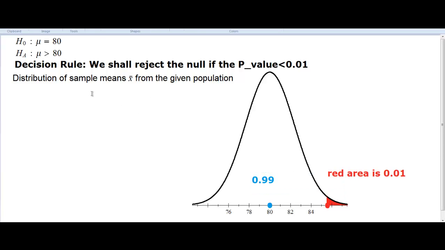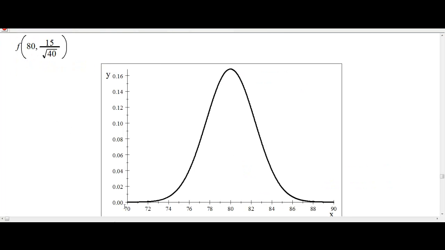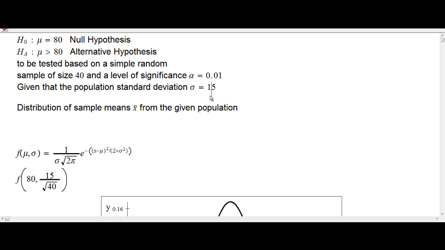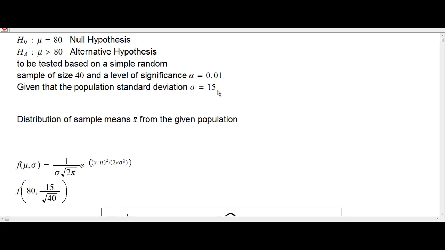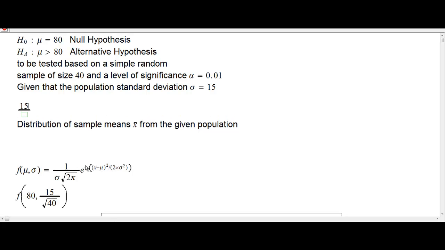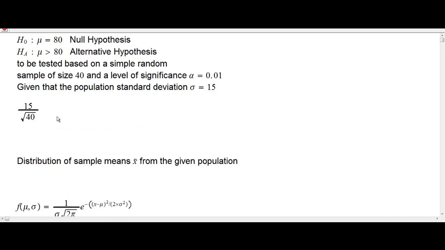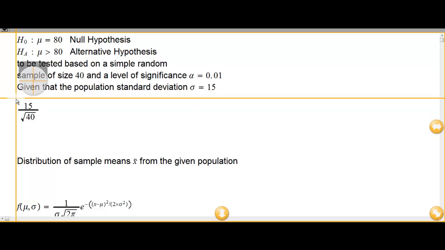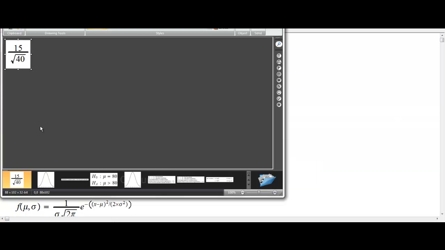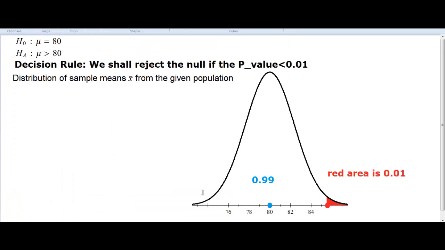And the standard deviation is how much? Remember that the population standard deviation is 15, and the sample size is 40. So the standard deviation of the distribution of sample means is 15 over square root of 40, right? So we are going to look at the 99th percentile. That's what this value will be.